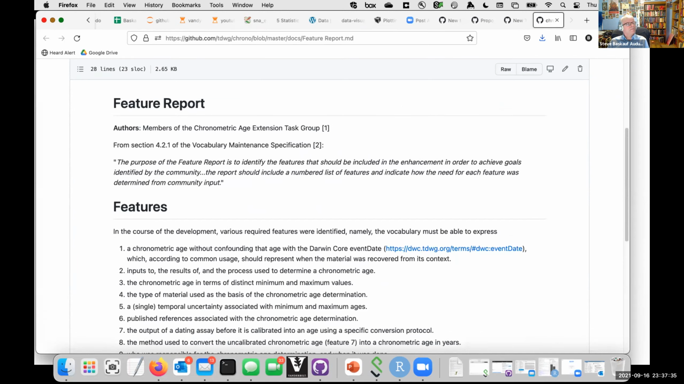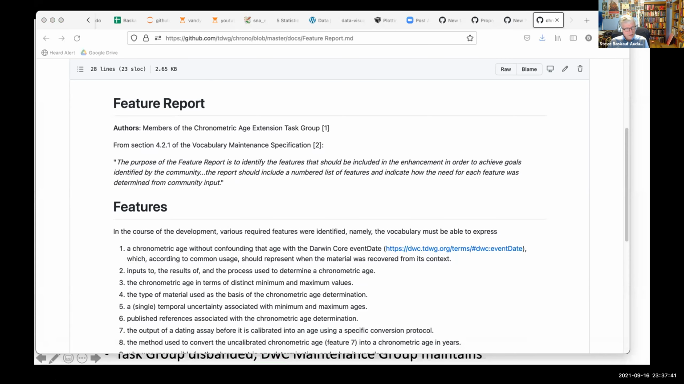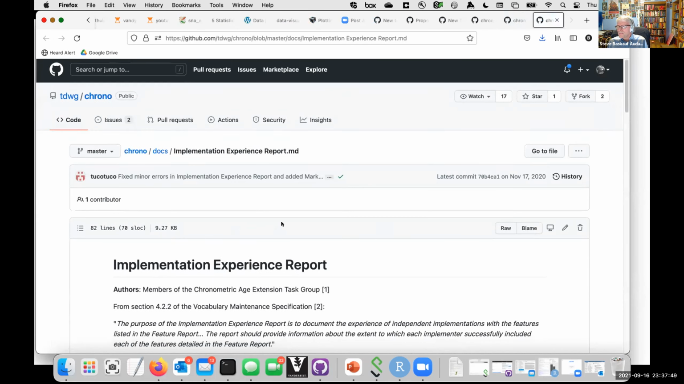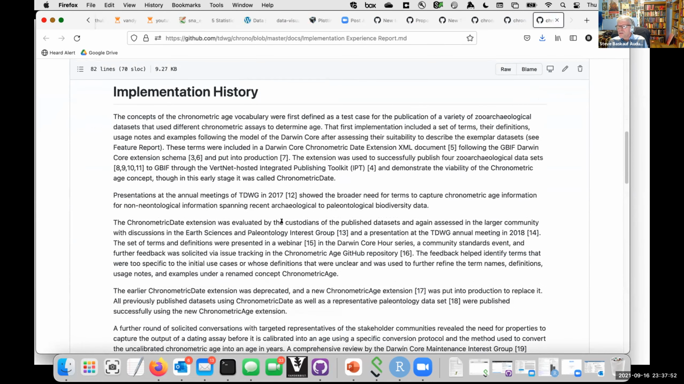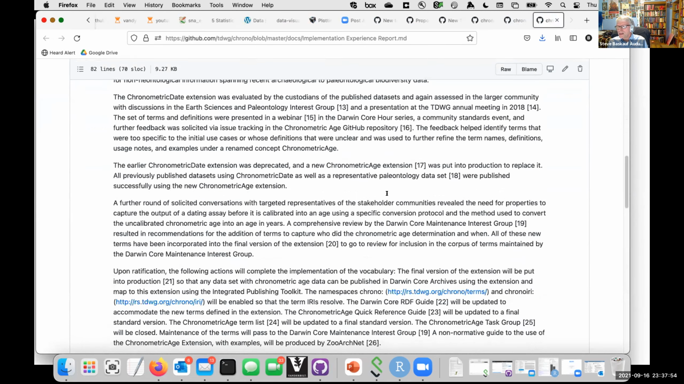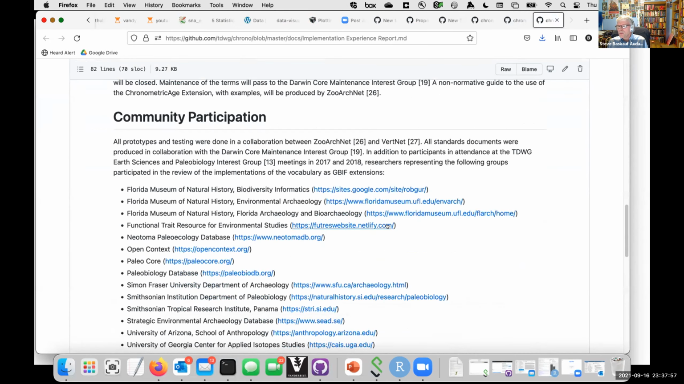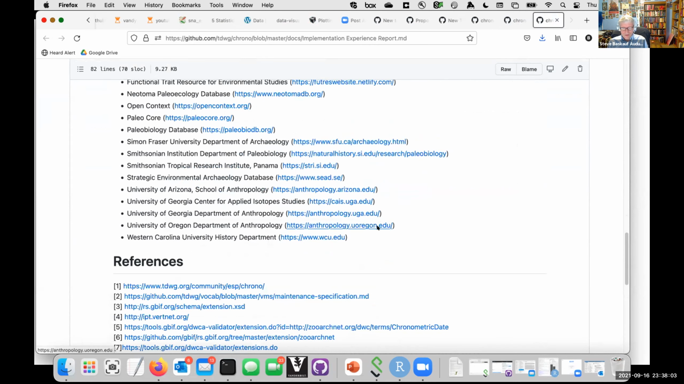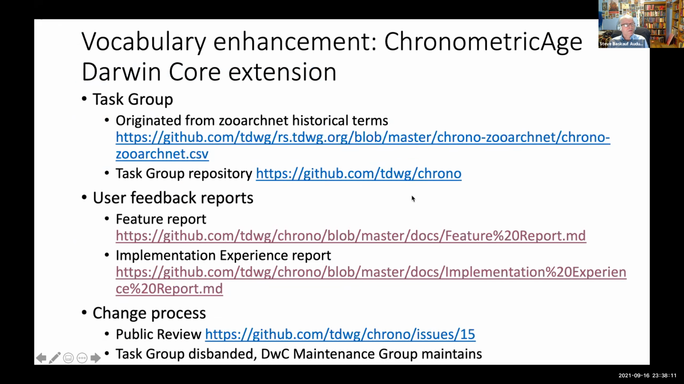The other part then, after completing this, they had some members of the community try to implement this. And so here's the implementation experience report, which includes a description of how it was implemented. And then there's also a list of the members of the community who were successfully able to implement it and some references. So this is the first example that we have of this, and it sailed right through the public review because a lot of the legwork had been done ahead of time.